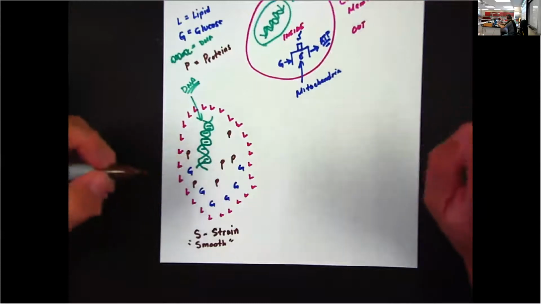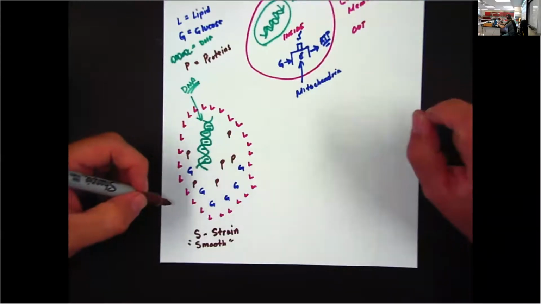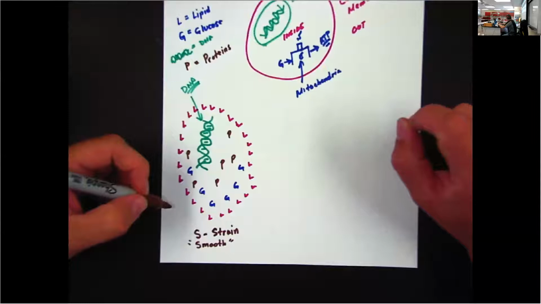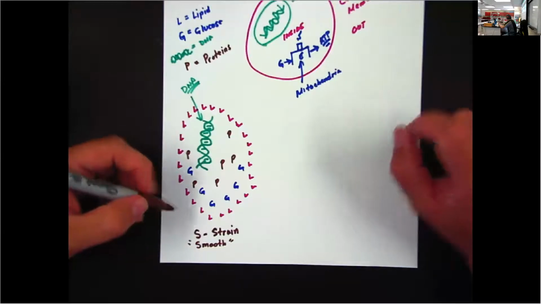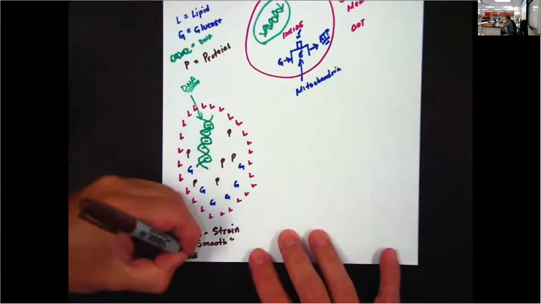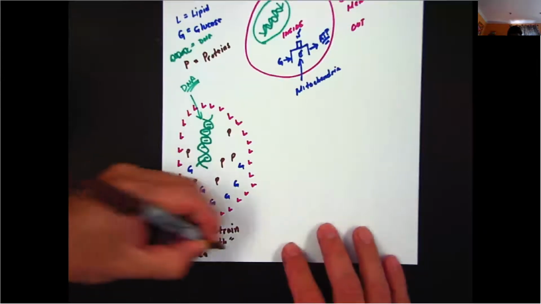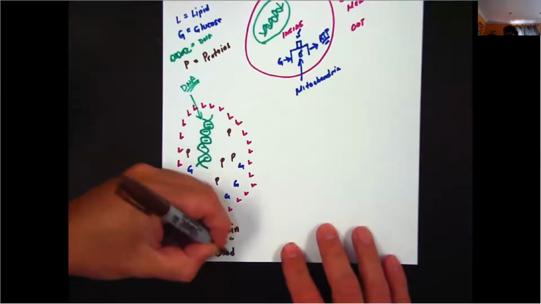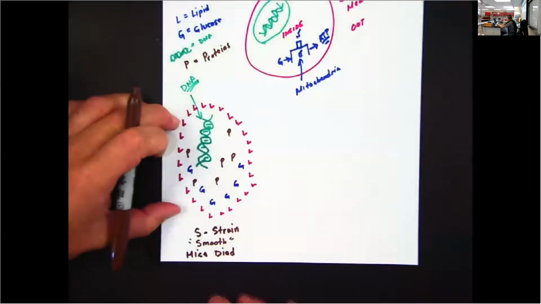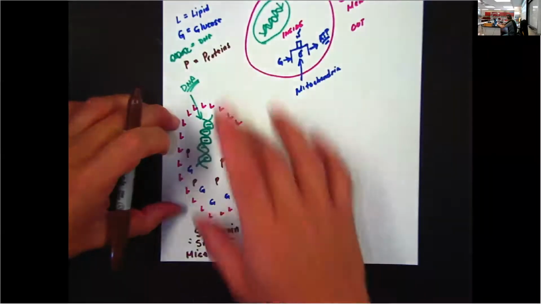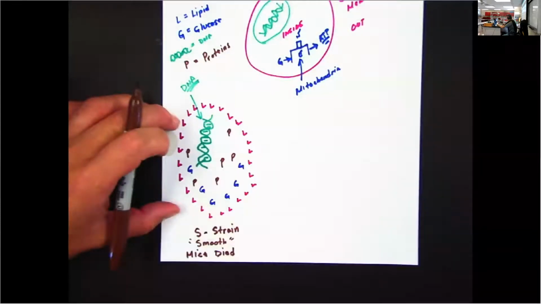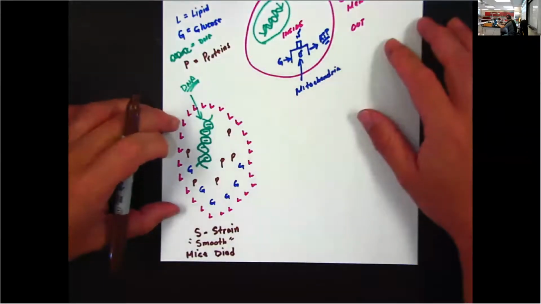And now, what did the S strain do to the mice? It gave them the illness, right? It caused the mice to what? Die. Exactly. So the mice died when this cell went inside of them, because this cell gave the mice pneumonia.